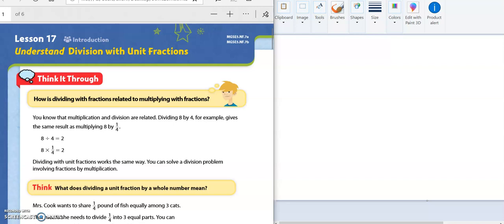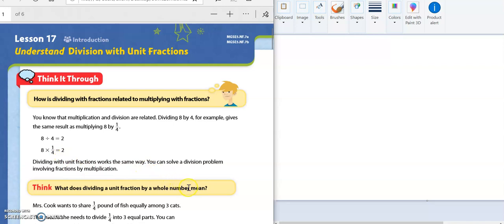So let's start off with our first example. How is dividing with fractions related to multiplying with fractions? You know that multiplication and division are related. Dividing 8 by 4, for example, gives the same result as multiplying 8 by 1/4. So we have 8 divided by 4 equals 2. In the same way, 8 times 1/4 also equals 2.